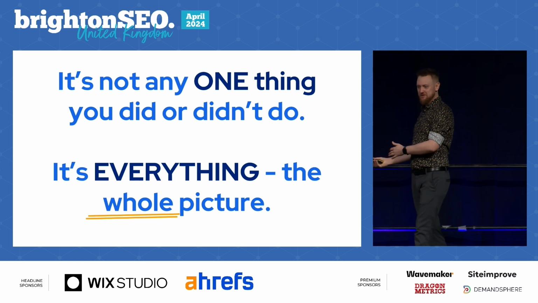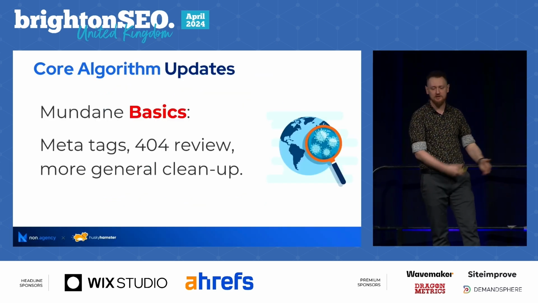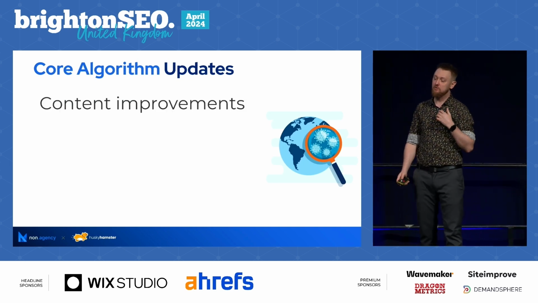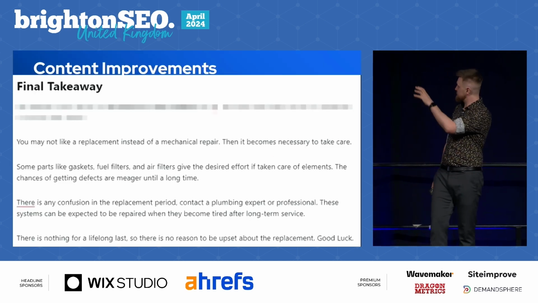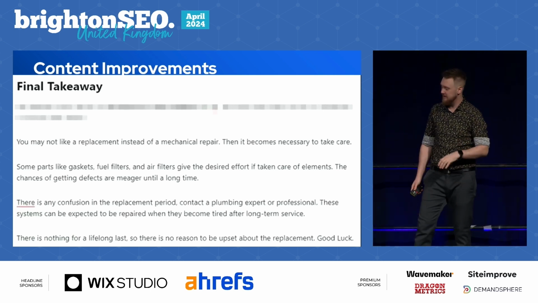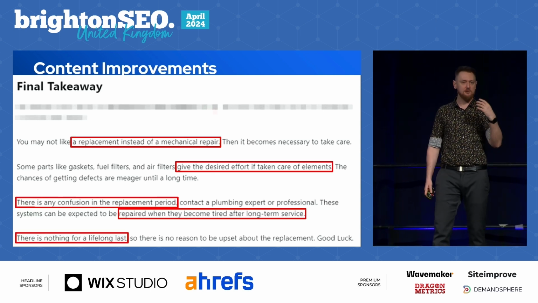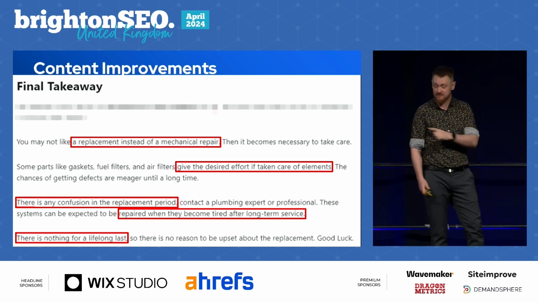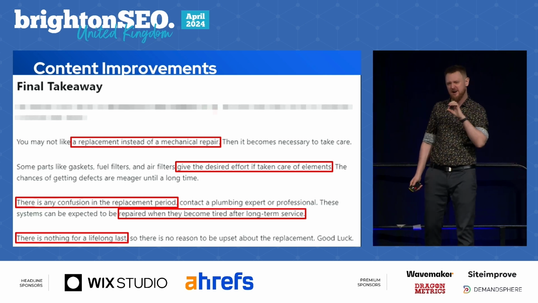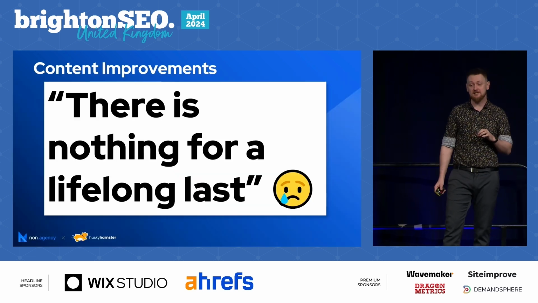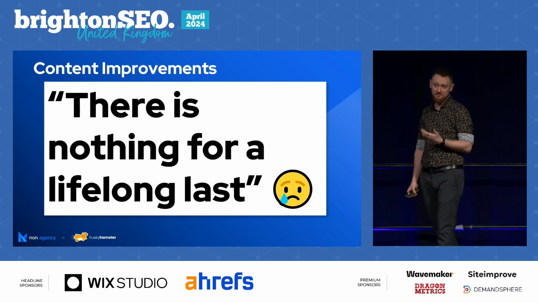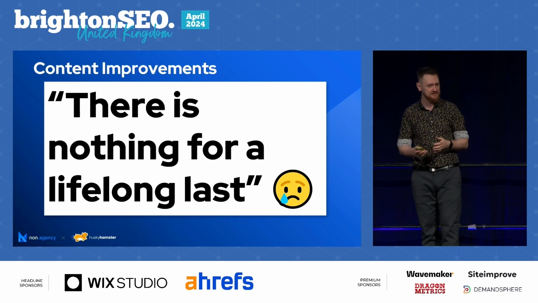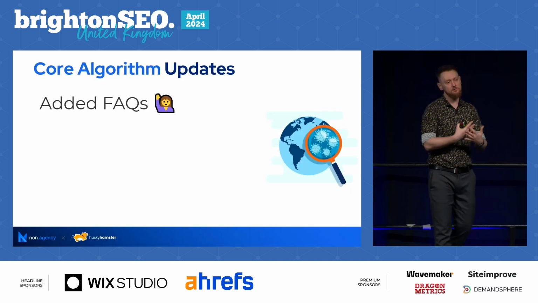And to look at the whole picture, again, we started looking at mundane basics, meta tags, 404 reviews, more general cleanup. We looked at content improvements, and in just a short piece of content, don't read it. There were that many weird words, weird sentences, terms, and that was crazy. The last one gives the best idea of how bad it was. "There is nothing for a lifelong last." Whatever that means, I think they meant to say nothing lasts forever, but hey, that's how bad this content was written. So we started fixing it.